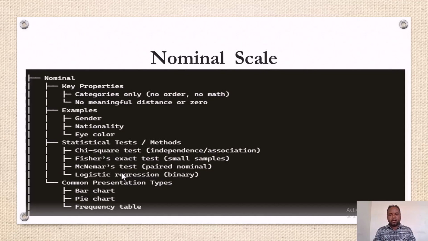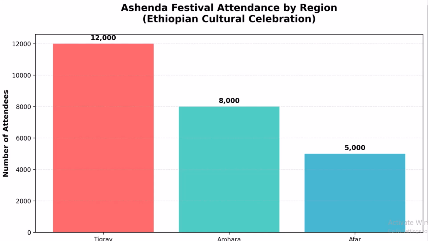binary. Binary is nothing but dichotomies, right? On, off, success, failure, yes, no, these all are binary. To model such binary variables, we can use logistic regression. This is most applicable in supervised machine learning. And the common presentation types for nominal scale include bar chart, pie chart, frequency tables.